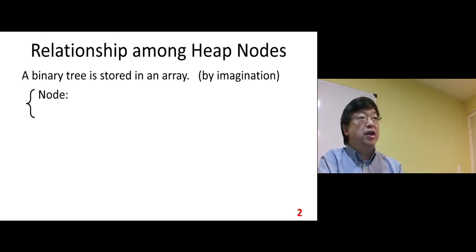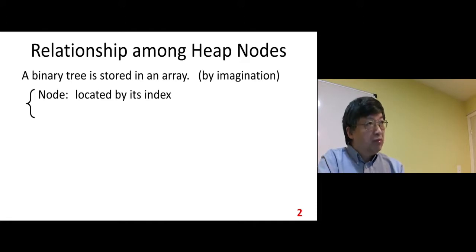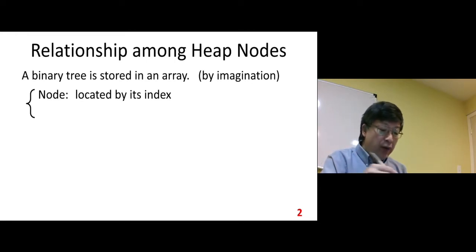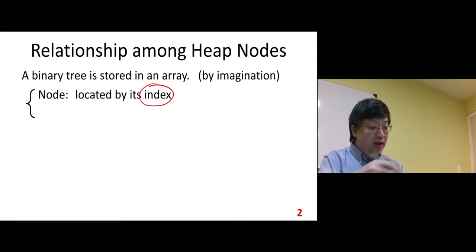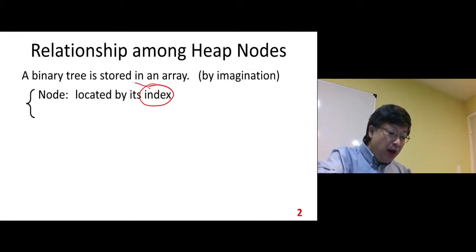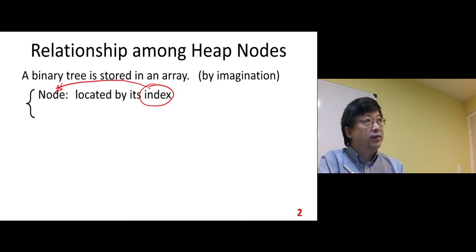First, let's look at the node representation. In a binary tree, we need to represent nodes. So each node, we make it correspond to an element in the array. So one node, that is one element in the array, we can use its index to specify its location. So located by its index. So that's one node. If we know the index, we know where the node is.